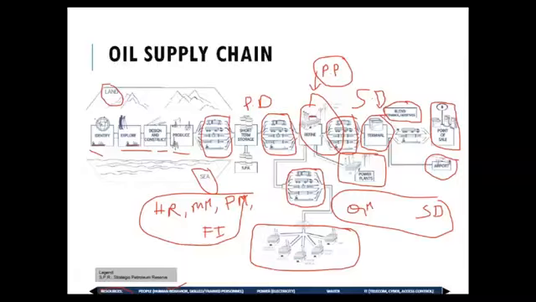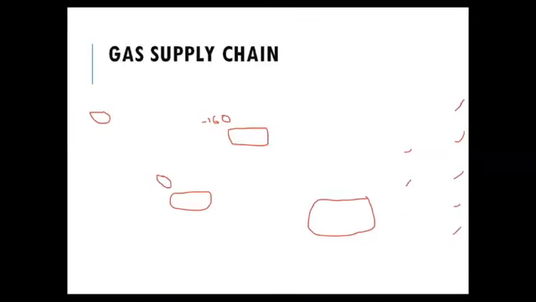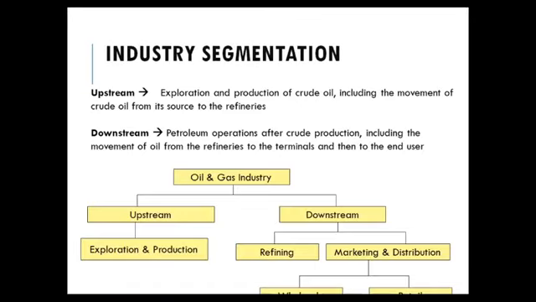SAP has 24 solutions as of now with IS, like oil and gas, utilities, aerospace, defense, and retail. So there are 24 IS solutions, out of which IS Oil is one of them. Clear?